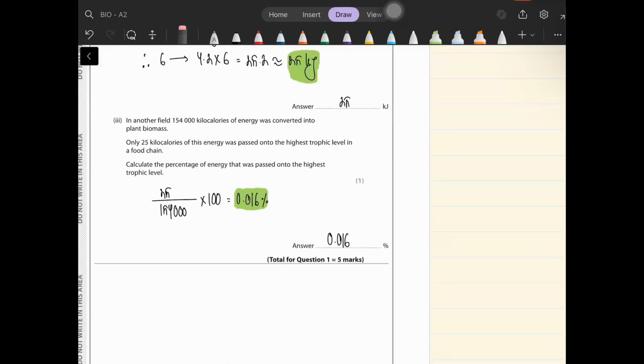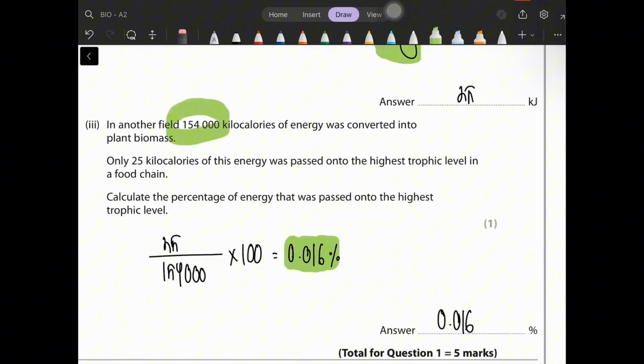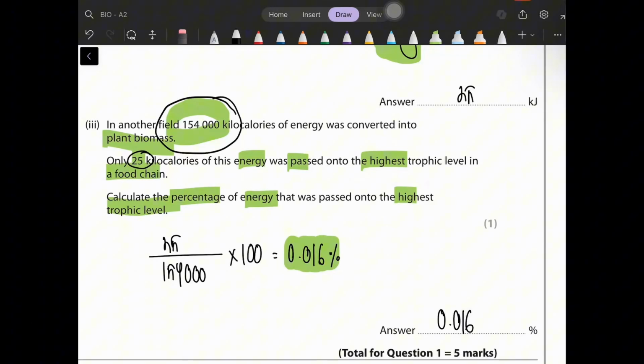And it said that in another field, this much of kilocalories of energy was converted into plant biomass. Okay, only 25 kilocalories of this energy was passed to the highest trophic level in a food chain, right? Calculate the percentage of energy that was passed on to the highest trophic level. So it's again basic maths. You have the 25 that was passed to the next trophic level divided by the total amount of energy in kilocalories available, times 100, so you get the percentage of that.